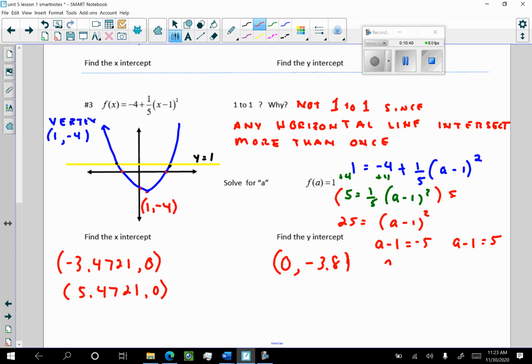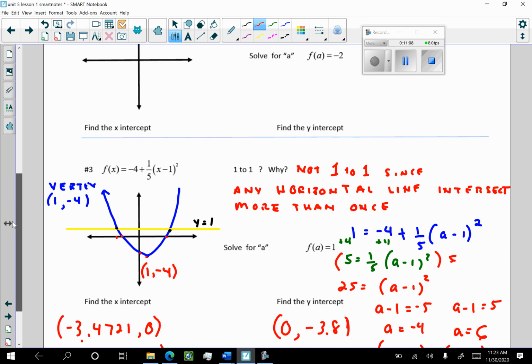So if I add 1, a is going to be negative 4. If I add 1, a is equal to 6. And look, negative 4 is right here. Negative 4 is indeed less than negative 3, and 6 is indeed greater than 5. So then I have these 2 points, negative 4, 1, and I could use my graphing calculator and verify this, and 6, 1. Okay, so that's number 3.